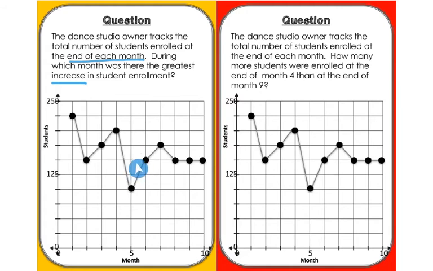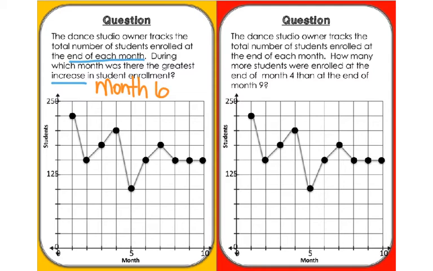So we look at the end of this month. This would be month 6. So from the end of month 5 to the end of month 6 was the greatest increase. So that would be month 6.